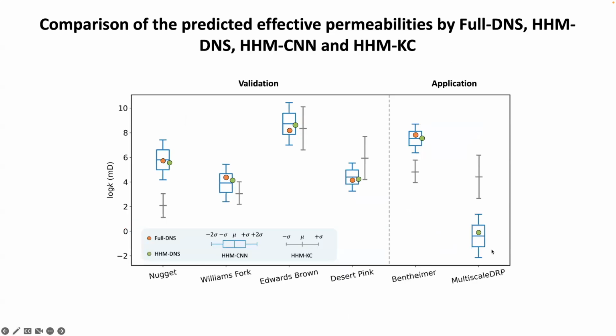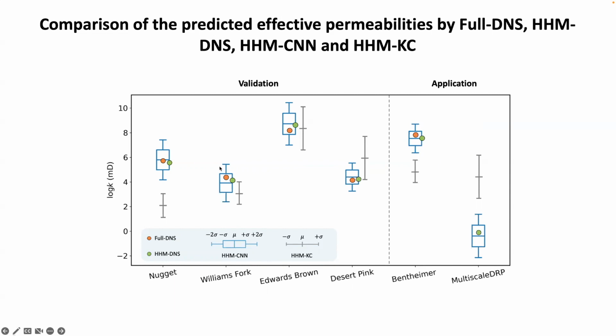Here we compare the predicted effective permeabilities of the full micro-CT volumes by 4 different approaches: direct numerical simulation on the full large digital rock, hierarchical method with DNS to get the permeabilities of subvolumes, hierarchical method with CNN to predict permeabilities of subvolumes, and hierarchical method with CNN and transfer learning to predict permeabilities.